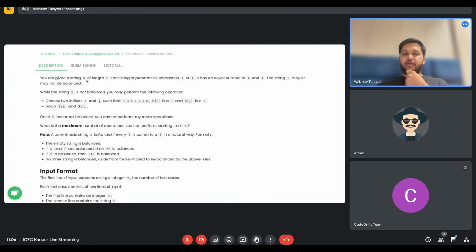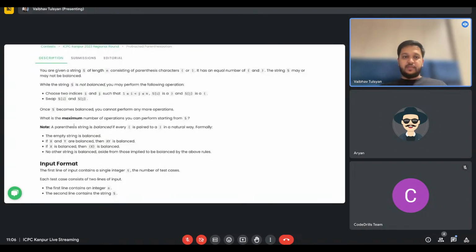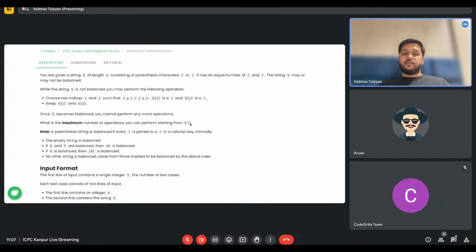So you have a string S of length n containing opening and closing parentheses. While the string is not balanced, we can perform a swap operation. We can basically take a closing parenthesis and swap it with any opening parenthesis that occurs after it. Once S becomes balanced, we cannot perform any more operations. So the question is, what is the maximum number of operations you can perform starting from S?